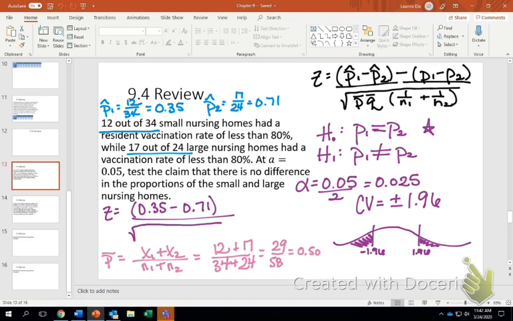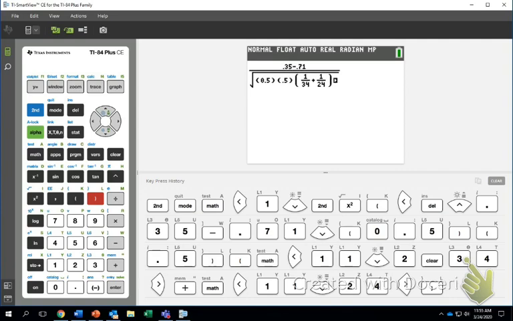All right, so that makes my Q bar pretty easy because it's 1 minus 0.5, which is going to be 0.5 again. So I can go back and fill that into my denominator, 0.5 times 0.5 times 1 over 34 plus 1 over 24. And now I can just use my calculator and type everything in. All right, so here's my calculator. I typed everything in, pressed enter, and I should get an answer of negative 2.70.